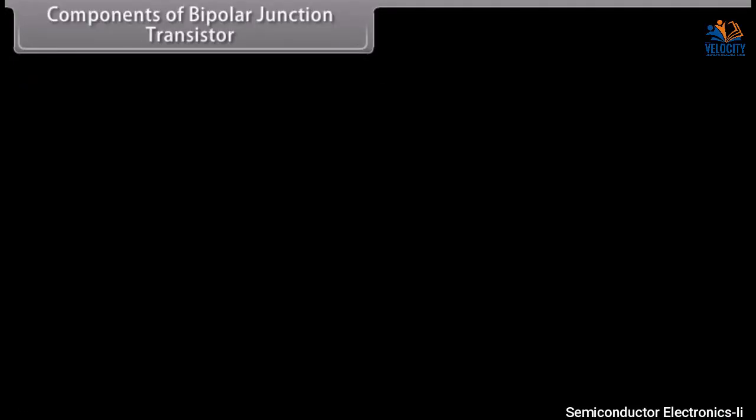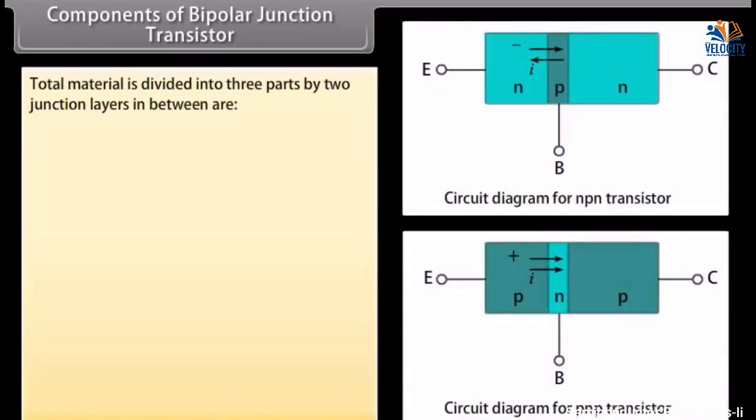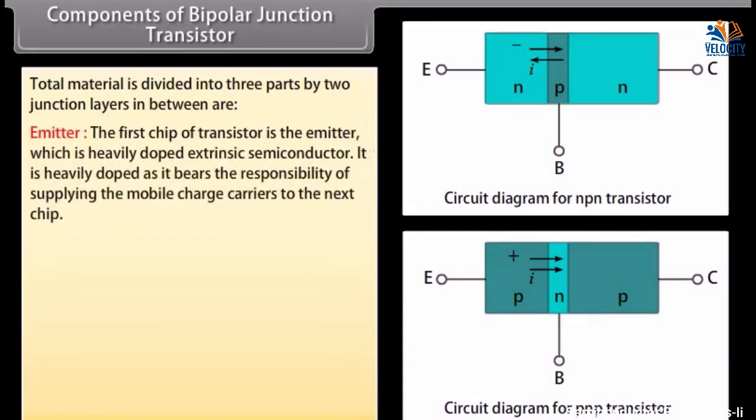Components of bipolar junction transistor. Total material is divided into three parts by two junction layers in between. Emitter: the first chip of the transistor is the emitter, which is a heavily doped extrinsic semiconductor. It is heavily doped as it bears the responsibility of supplying the mobile charge carriers to the next chip.